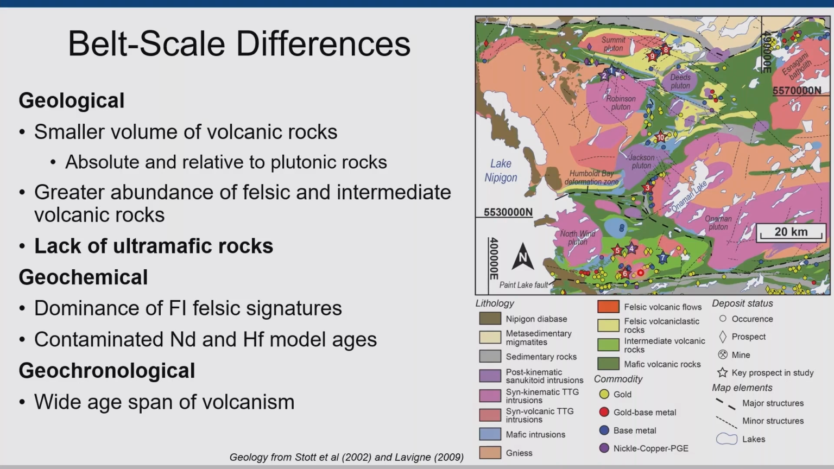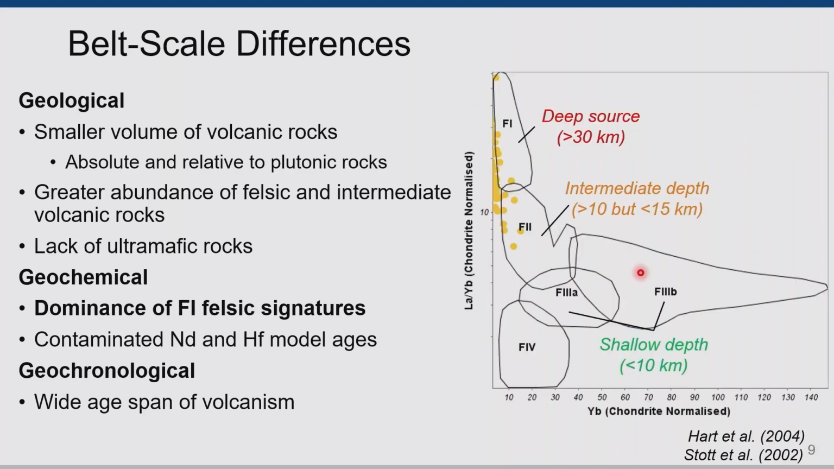When we plot all of the chemistry of this greenstone belt, this is just a plot taking all of the felsic rocks of the belt and quickly dumping it in and seeing where it plots. You'll notice that we have this dominance of F1 signatures here on the Hart et al. diagram, and only a few F2 rhyolites. And noticeably absent are any F3 rhyolites. So this is a big difference.